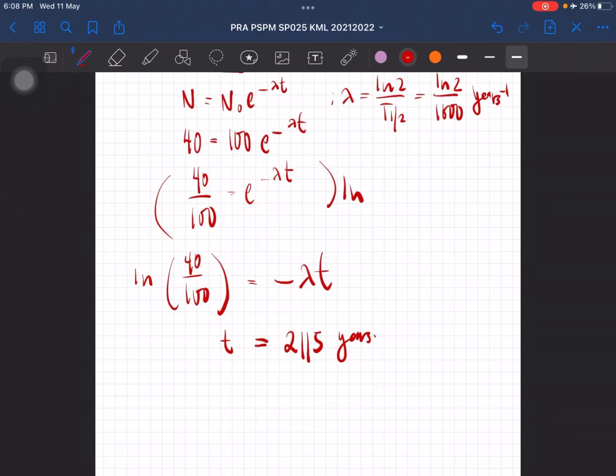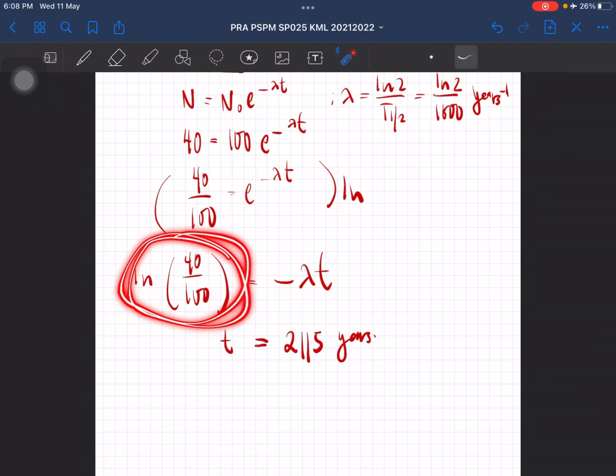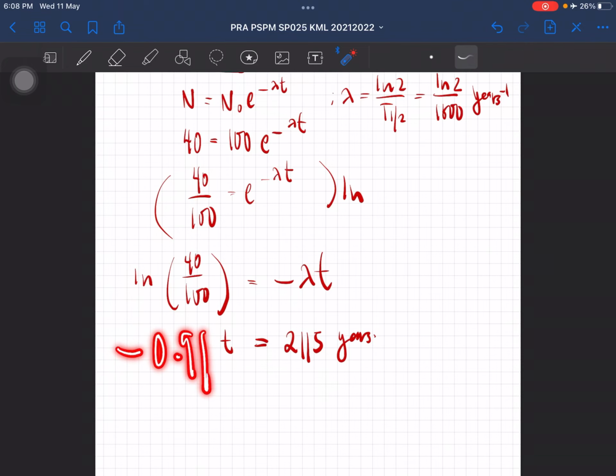But before that, let me just calculate something. Okay, so when you calculate this ln here, it should be negative, negative 0.91 something. So if you get negative here, add a negative here, then the negative can be cancelled. Okay, remember, the time cannot be negative. It can only be a positive value.